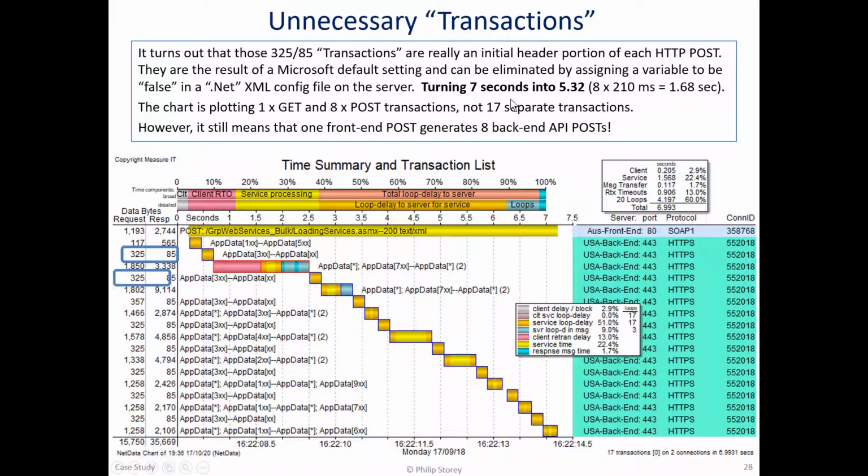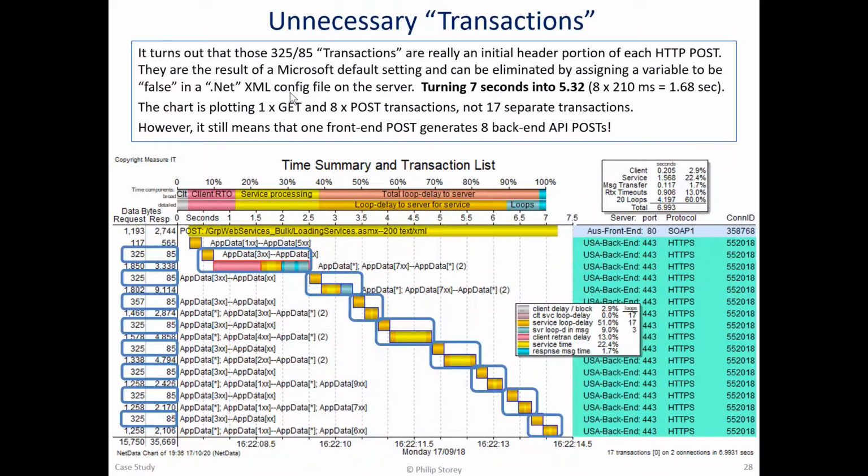So it turns out that these transactions are unnecessary. They happen because of a setting of a variable in the Microsoft XML.NET config file on the server. By changing that variable to false, they go away, and all of these transaction pairs become a single transaction, and we remove 8 times 210 milliseconds of round trip time, turning our 7-second transaction into 5.3. And even that was too long because of the retransmission timeout.